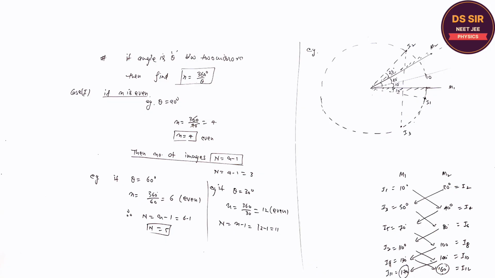Listen one thing, although according to this you will see that there are 12 images, 6 images formed by this, 6 images formed by this, we cannot further add the 30 degree because the angle becomes more than 180 degree, but these 170 degree and 160 degree images will coincide, right.